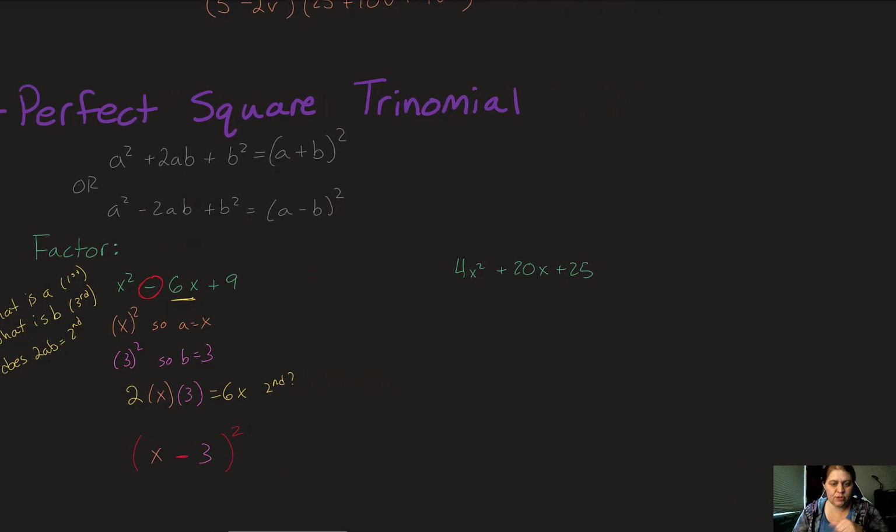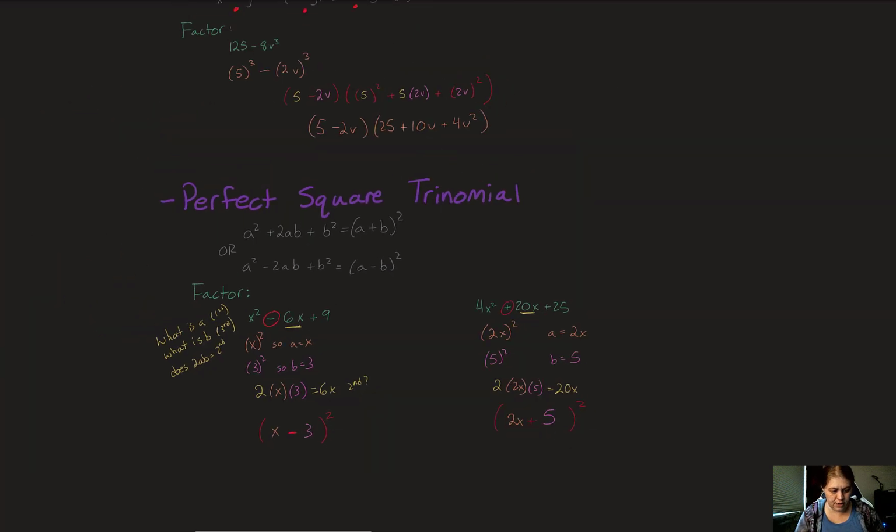All right, so let's do this other one. So we've got 2x squared, so A equals 2x. And then we have 5 squared, so B equals 5. And 2 times 2x times 5, 2 times 2 is 4, 4 times 5 is 20x. And that is my second term, so we're good to go. And setting everything up, we keep this symbol, so there's a plus, it's going to be squared. My A was 2x, and my B was 5. Boom! All right, we're done with all of our patterns.